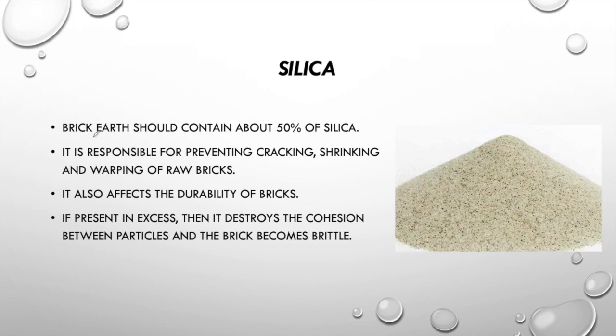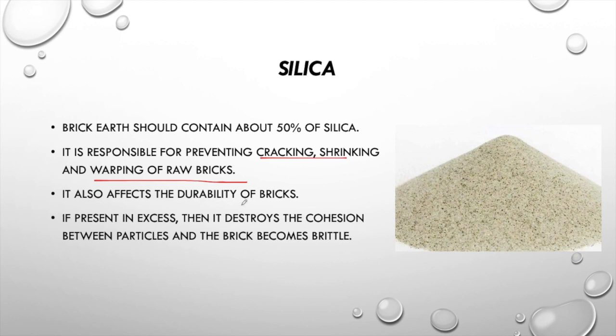Okay, in the good brick earth, the brick earth should contain about 50% of the silica, and the silica is responsible for preventing cracking, shrinkage, and warping of the raw bricks. Okay, so silica is very much important. Silica is the basic constituent of this brick, and this is important for preventing cracking, shrinkage, and warping.